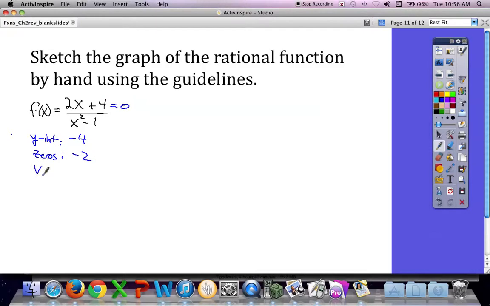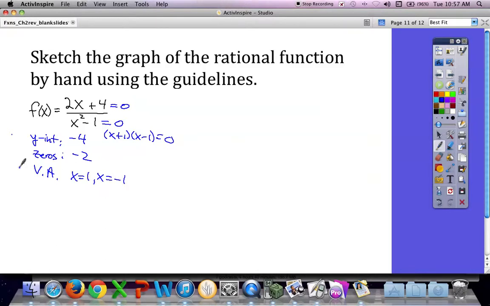The vertical asymptote. Right? Set this equal to 0 and solve. Which is the square root of 1, 1 or negative. It's plus or minus 1, right? If you want, you could factor it, right? Make this x plus 1 times x minus 1 equals 0. So here's our x equals 1, x equals negative 1.